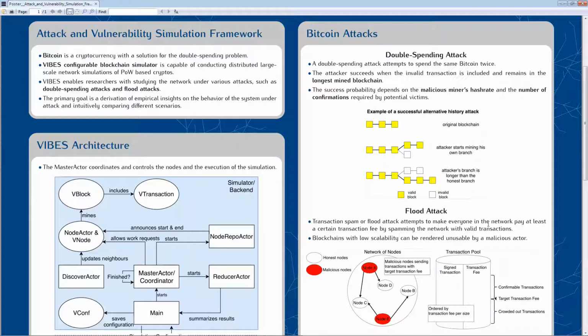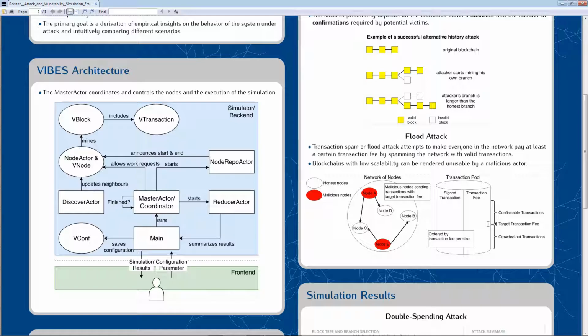Let's talk about the float attack. A float attack attempts to make everyone in the network pay at least a certain target transaction fee by generating lots of valid transactions. In the illustration, the red nodes would send these transactions. In the transaction pool, the transactions are ordered by transaction fee per size by the miners to achieve the highest financial return. If there are only nodes incentivized by financial return, then the transactions with fees below the target transaction fee are crowded out. This means they are not going to be included in any block.